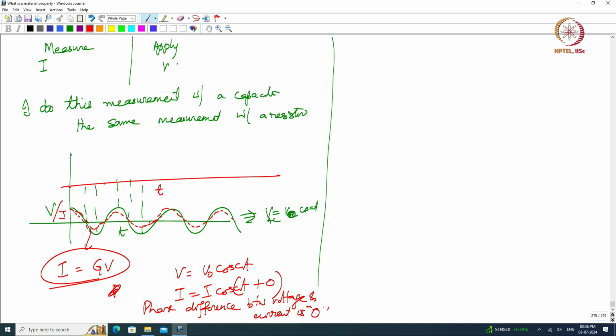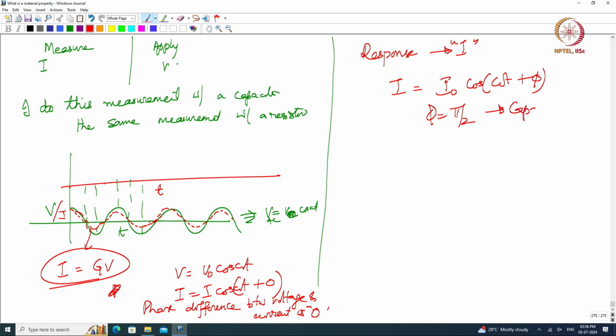So, when I am doing these dynamic measurements, I follow the phase. In some sense I look at the response, the current. If current is equal to I naught cos omega t plus phi, if phi equals pi by 2, I call it a capacitor, and if phi equals 0, I call it a resistor. There is an inductor also, we do not talk about inductor. Okay. So, if I did some basic electronics engineering, I already know all these things, right.